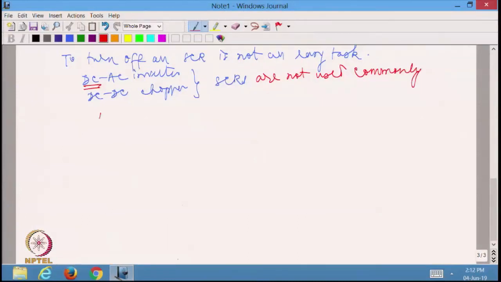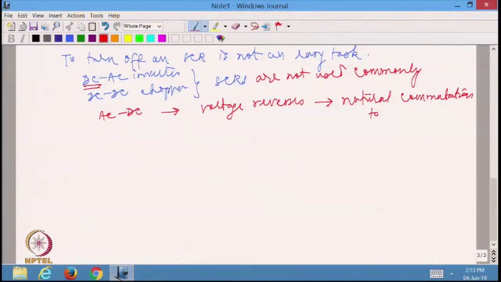Whereas, if it is an AC DC circuit and so on, automatically the source voltage will reverse, because of which commutation or natural turn off or natural commutation will take place, right. So, it is always good to use SCR in AC excited circuit, not good to use them in DC excited circuit. So, if we summarize, the turning on of the SCR mainly requires a few conditions to be followed.